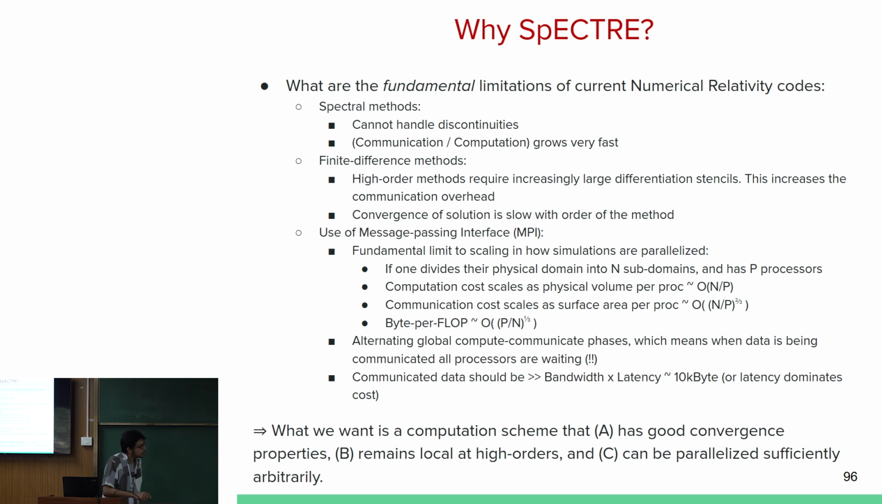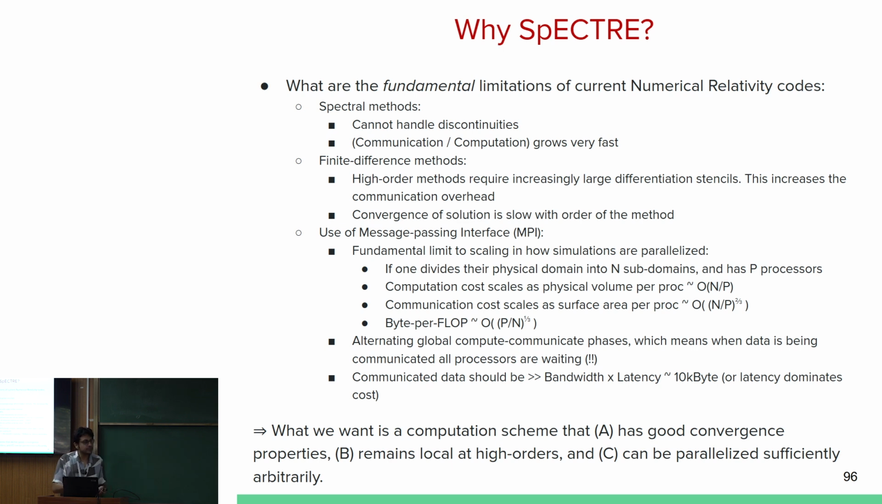Let's say one has a physical domain, which one has split into n subdomains, right? And one has available to us, say, p processors. Now, the computational cost will scale as the physical volume per processor, the amount of physical volume that you have assigned to each processor. So that will scale as order n over p.